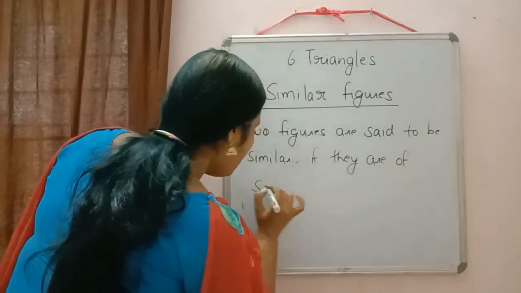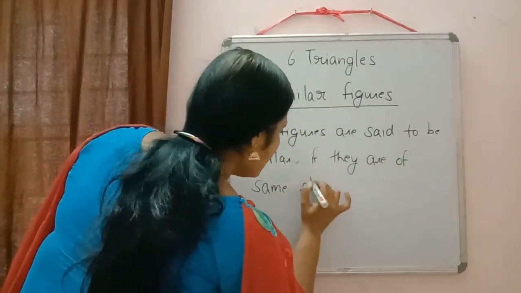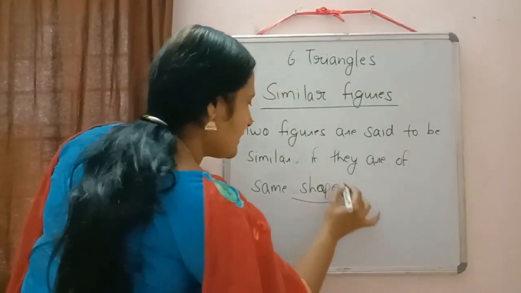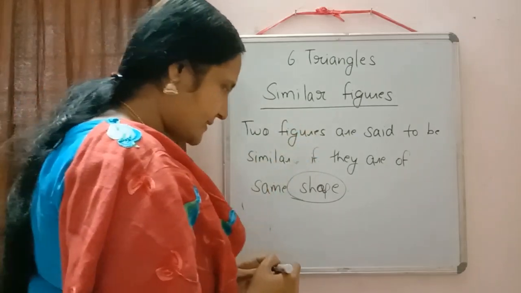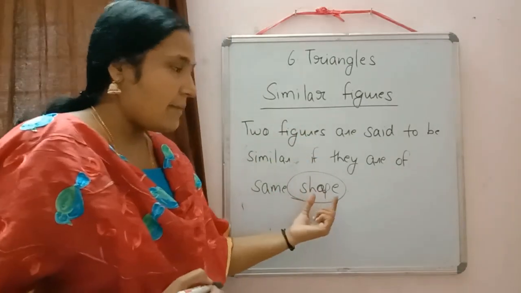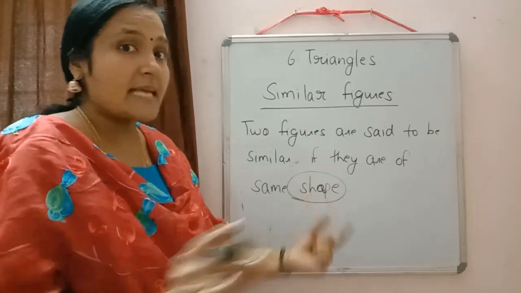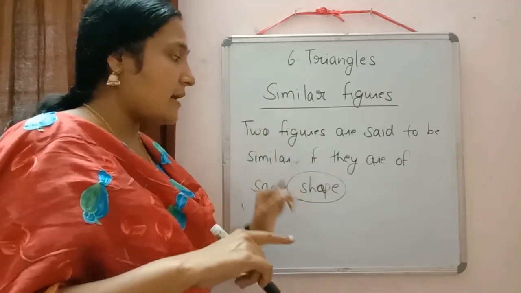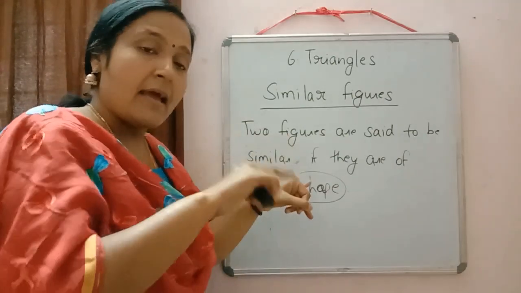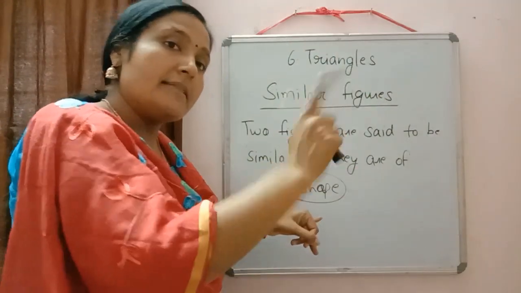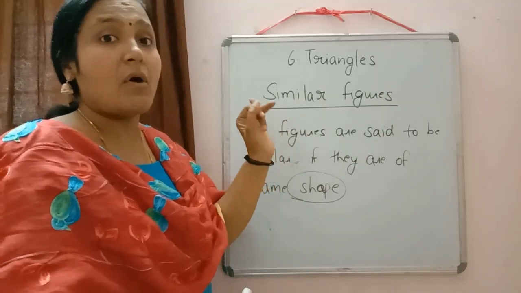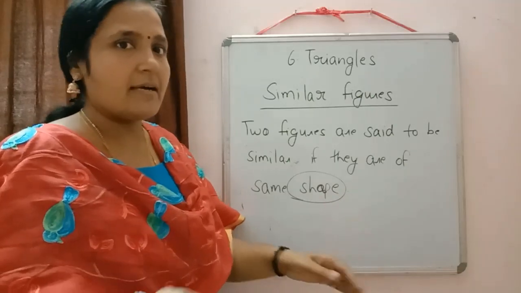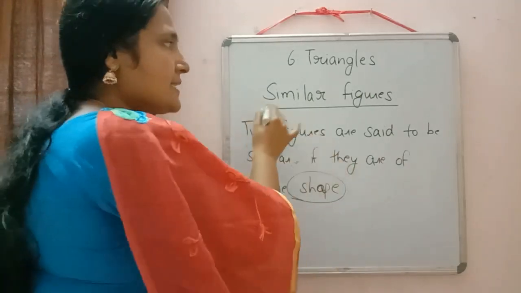of same shape. Two figures are said to be similar if they are of same shape. I am not saying about the size. If two figures are of same shape and size also, then those figures will be congruent figures. At present, we are not dealing with congruent figures. We are dealing with similar figures.